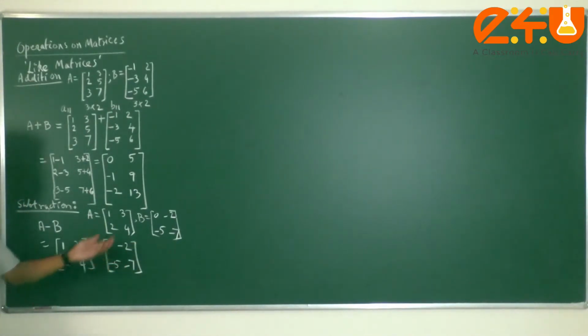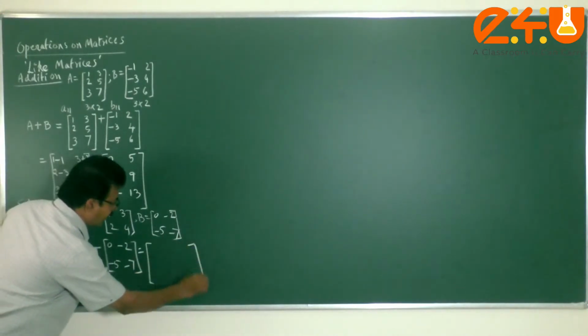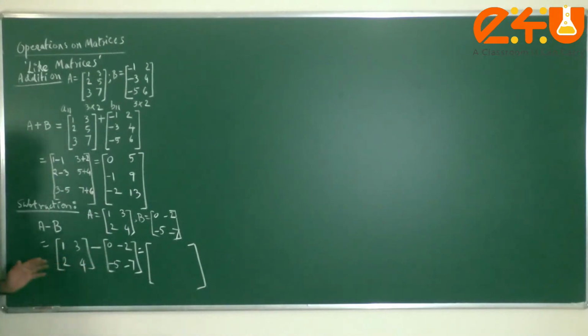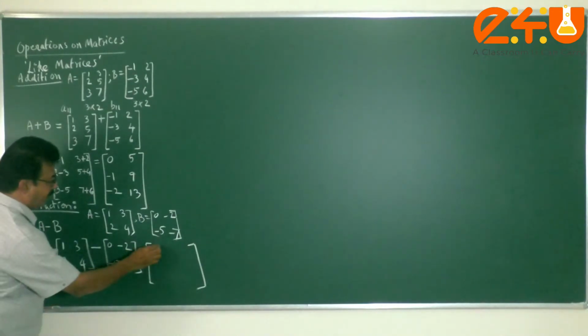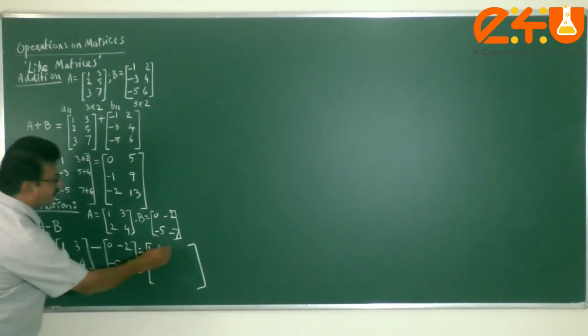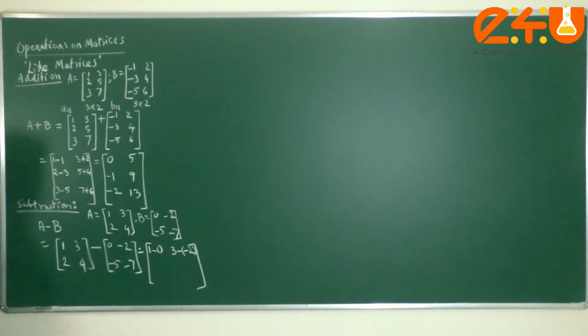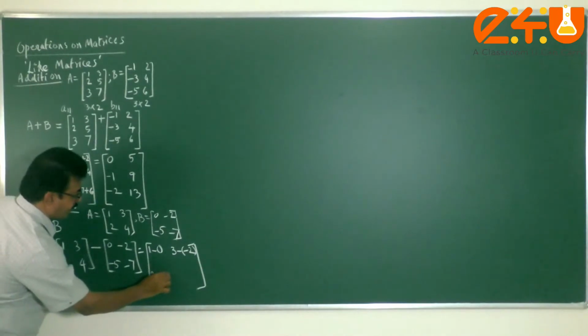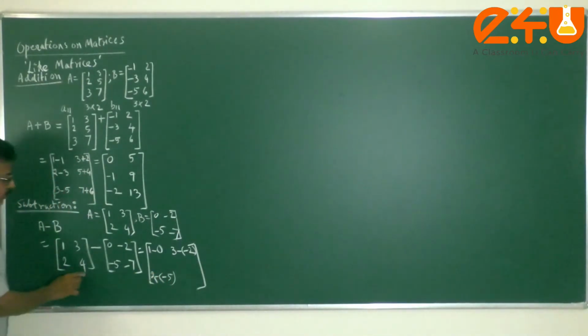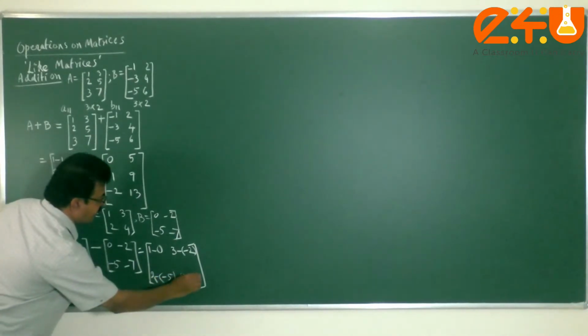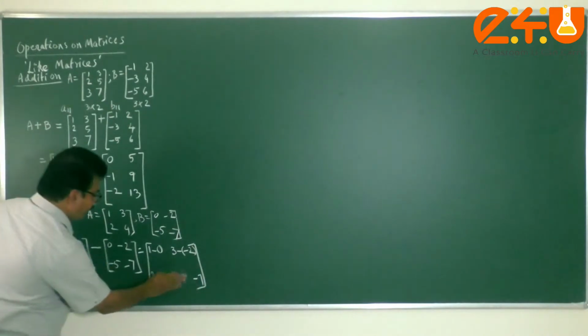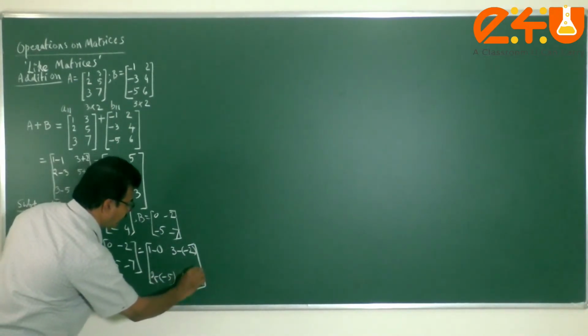I have done representing the matrices only. Now, you follow it by subtracting the corresponding, or what we say, the same position, A11 followed by B11, the corresponding elements. So 1 is taken, 0 is taken, and you are subtracting. 3 is taken, minus 2 is taken, and you are subtracting. 2 is taken, minus 5 is taken, and you are subtracting. 4 is taken, and minus 7 is taken, and subtract.